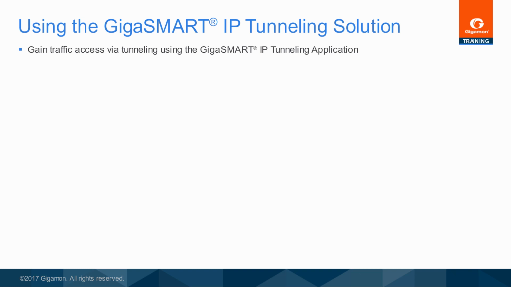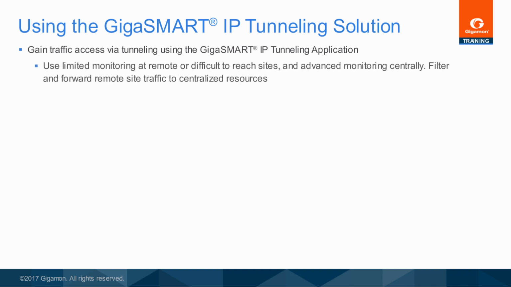Overcome these challenges using the GigaSmart IP tunneling application. Deploy some level of basic monitoring and protection at each remote site. In addition to the minimal deployment, use flow mapping to choose which traffic should be subject to additional monitoring and security inspection. Forward that traffic subset to centralized, powerful monitoring and security resources, as well as staffing able to interpret and act upon results.